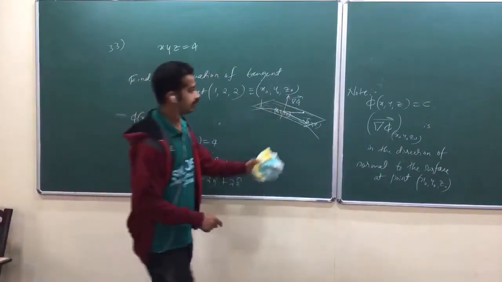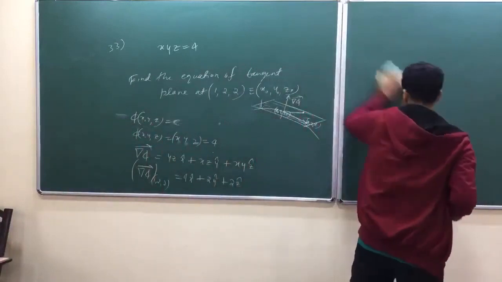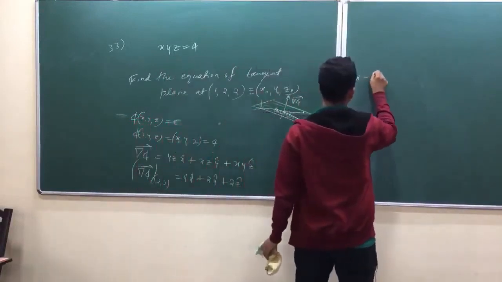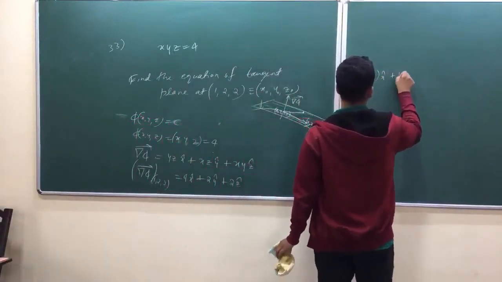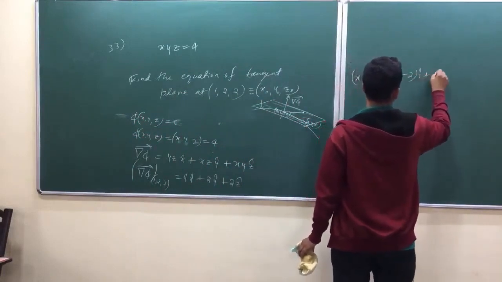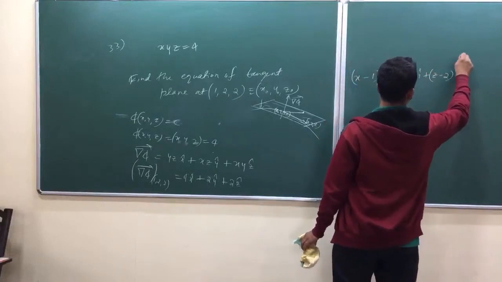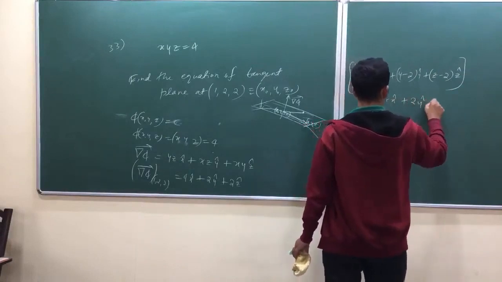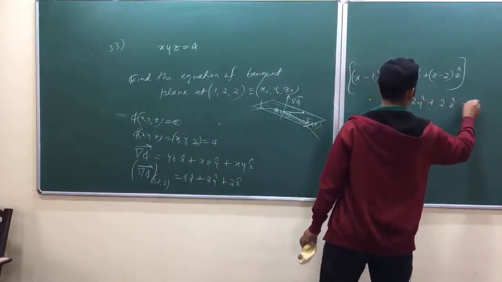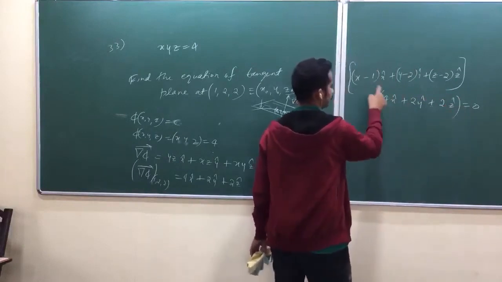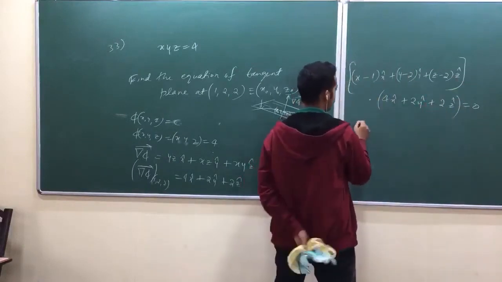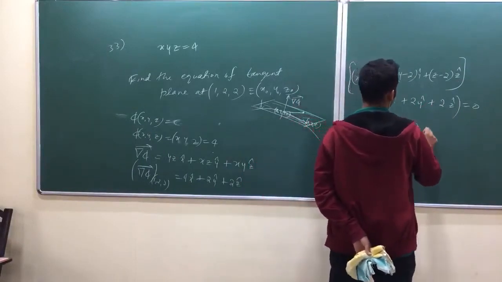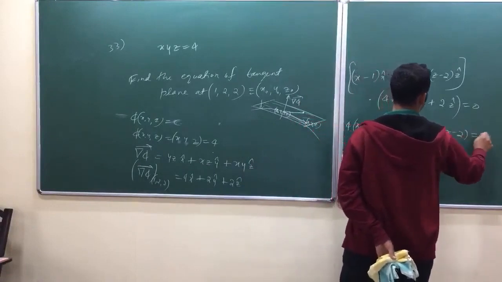Look here, the next one. What is this one? This is x naught, y naught, z naught. (x minus 1) x cap, quickly, (y minus 2) y cap, plus, okay, dot product with 4x cap plus 2y cap plus 2z cap is equal to 0. Dot product means x coordinate, y coordinate, z coordinate individually multiplied. Am I right? 4 times (x minus 1) plus 2 times (y minus 2) plus 2 times (z minus 2) is equal to 0.